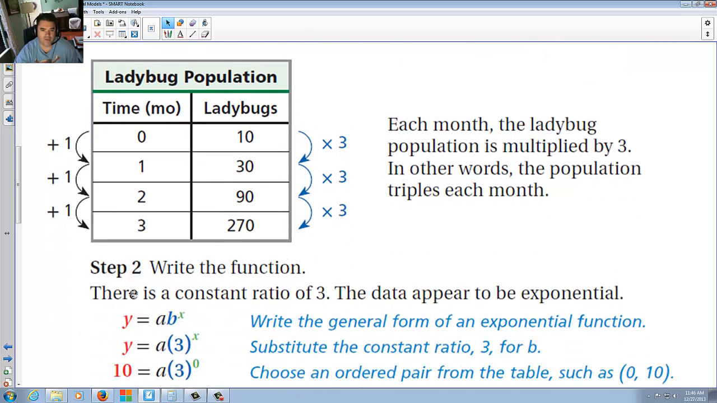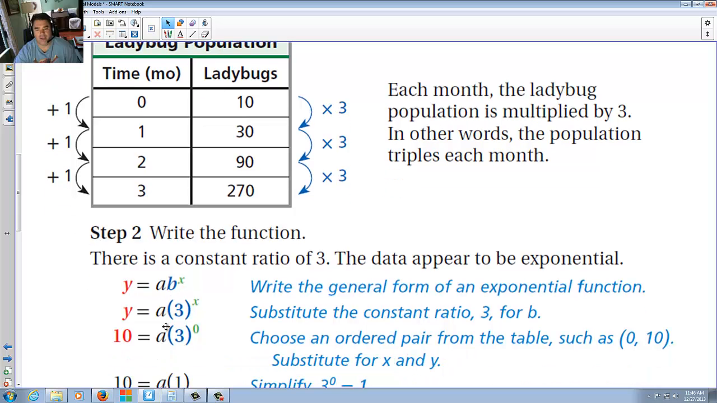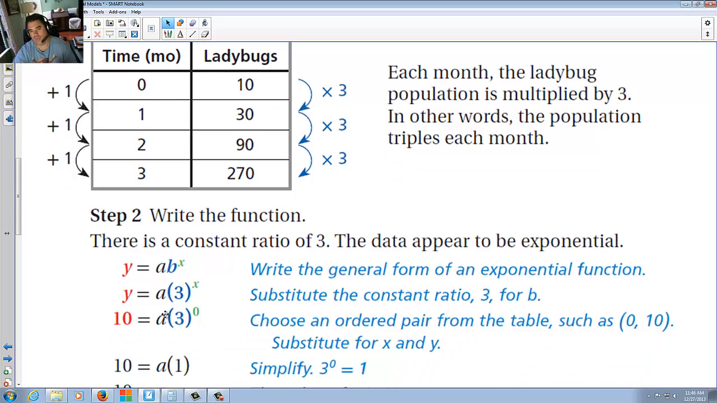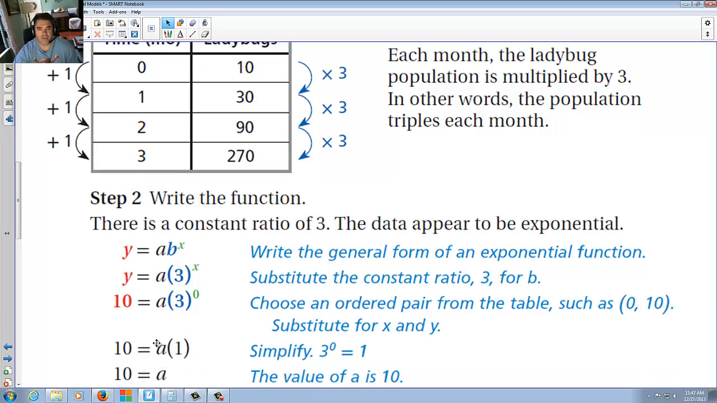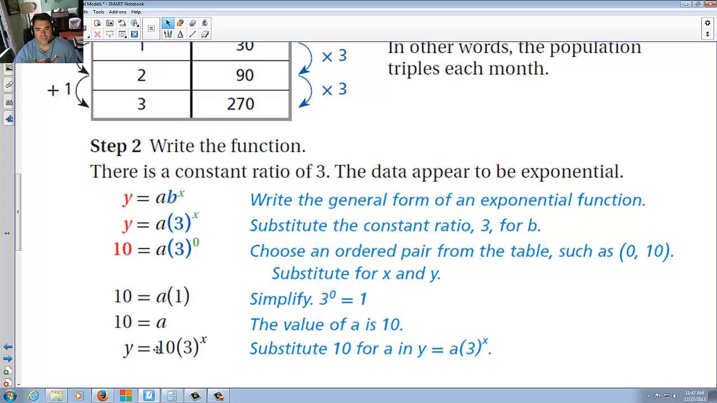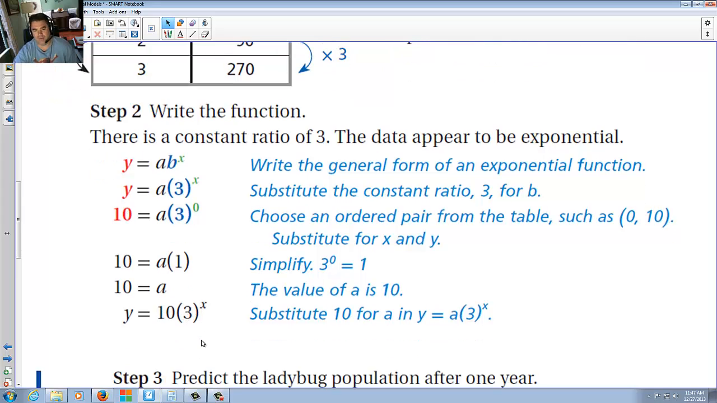So there's a constant ratio of 3, meaning you're times 3 every time, so it's exponential. So you're going to put 3 here to the x power. A is how much you started with, which is 10, and A is going to be where you plug it in. In other words, simply put, when you start with to the 0 power, it goes right here. So 3 to the 0 is 1. And what times 1 equals 10? That would be 10. So we put 10 in there. So now you have 10 times 3 to the x power.